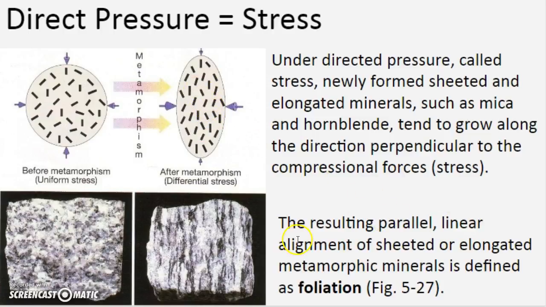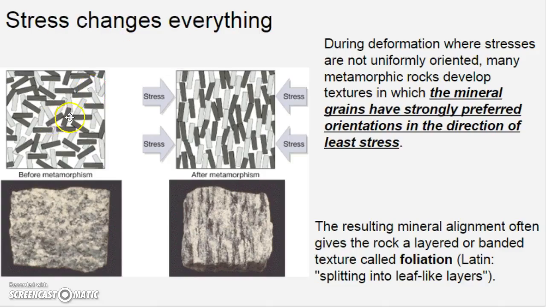The resulting parallel linear alignment of sheeted or elongated metamorphic minerals is defined by foliation. So if I squeeze on either side of this, much like the picture up here, and I have more pressure from the left and the right, these minerals are going to have a tendency. Which minerals? Well, mica and hornblende in particular are going to elongate into these very nice bands that we're going to call, and this is just simply, foliation. These banding are just high amounts of differential stress. That stress changes everything. So I have these randomly arranged minerals, and then once I have stress from the sides, they're going to align themselves.